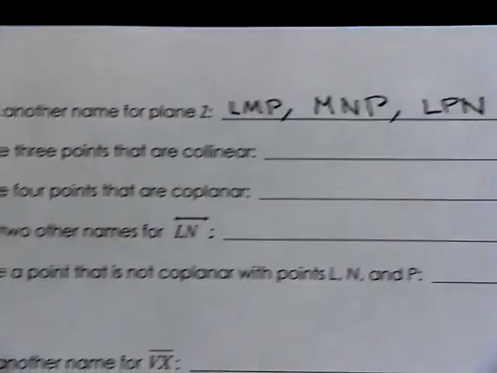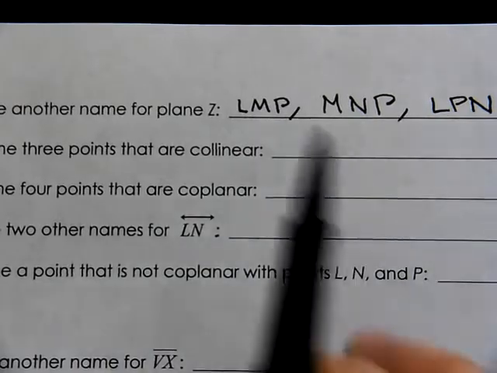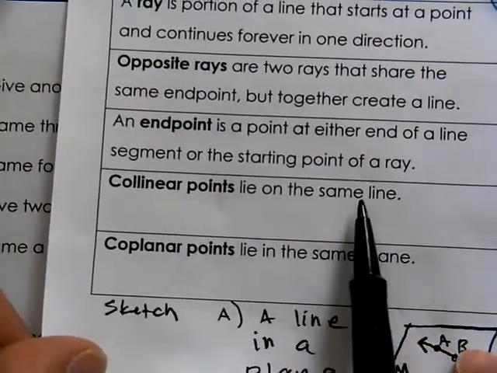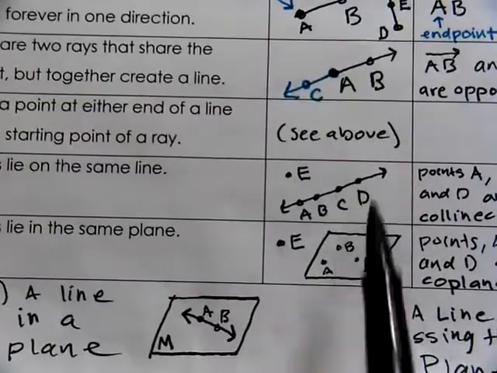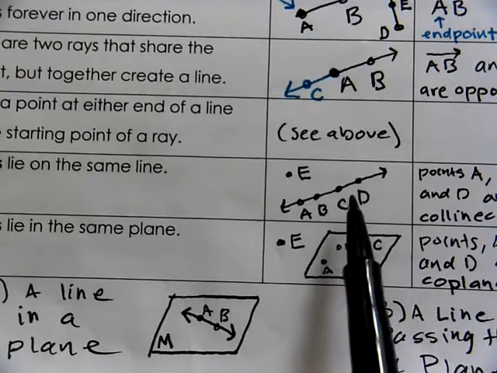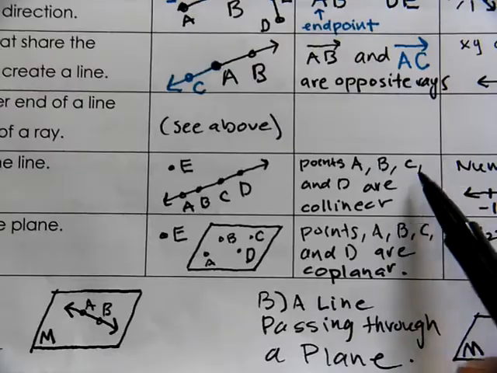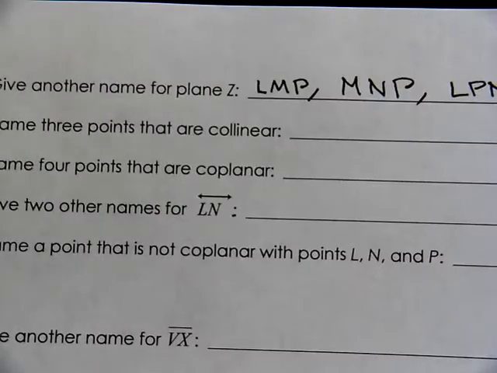Part B, name 3 points that are collinear. So again, if you forget what collinear is, you go back, take a look at your vocabulary page. Collinear are points that lie on the same line. And there's our example of collinear points. Notice when we list these points, we have to separate them by commas so it does not look like the name of a plane.